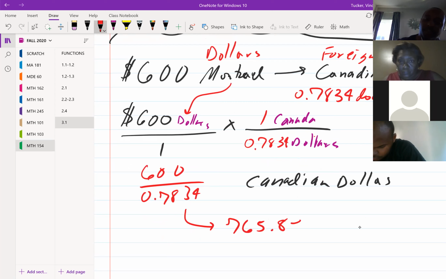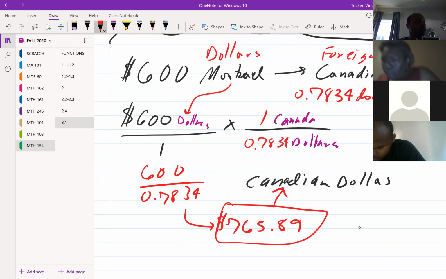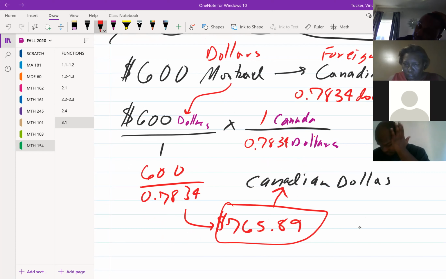You go into these, and to see how they set up these charts. So that would actually be $765.89, and that would be in Canadian dollars. All right.